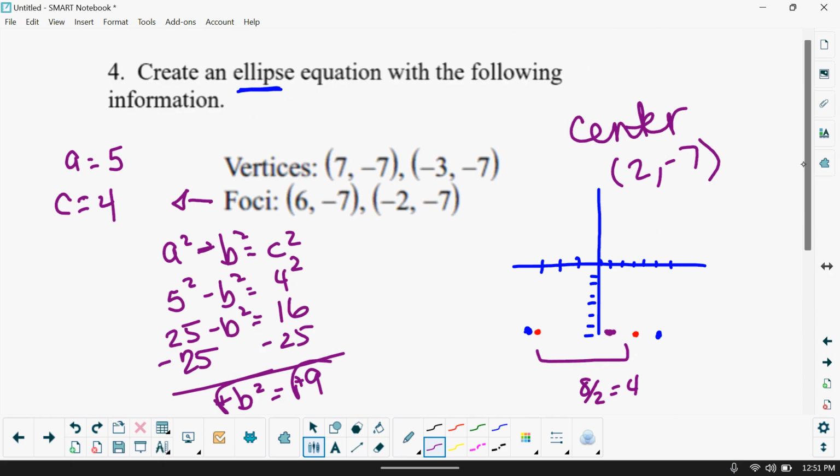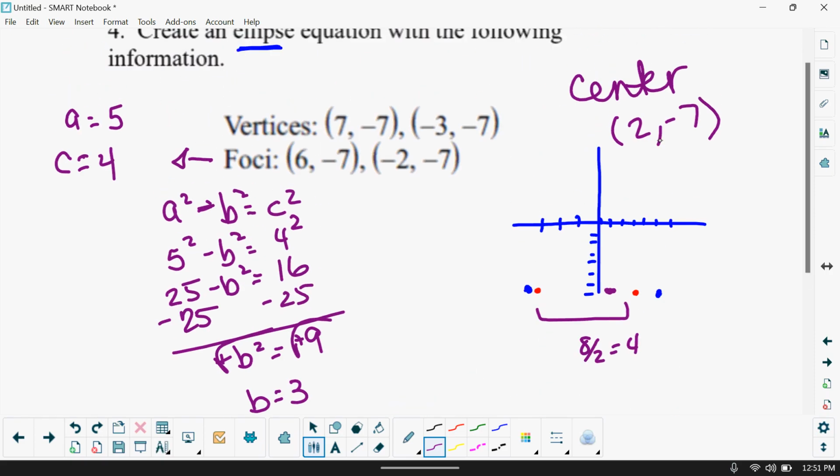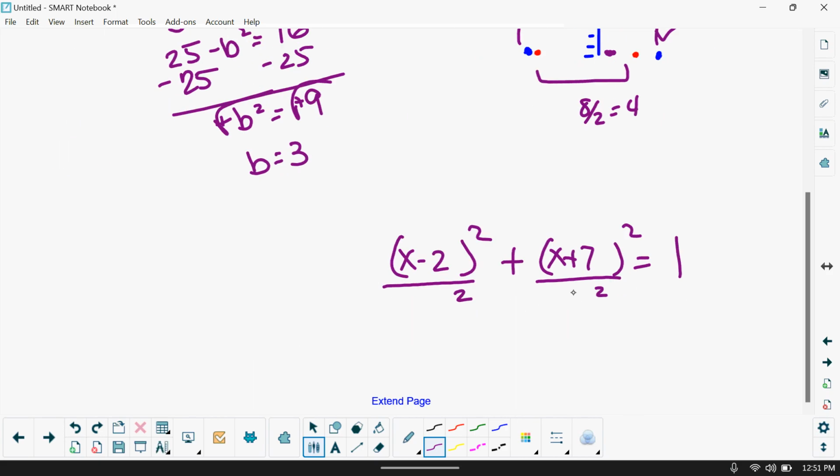So this one, x always goes first. So center, x minus 2 and y plus 7. You're going to change the signs when you plug that in. And here's where we look. My vertex from here to here is 5, and it's going on the y. So 5 goes under y. And then 3 goes here under x. Okay.